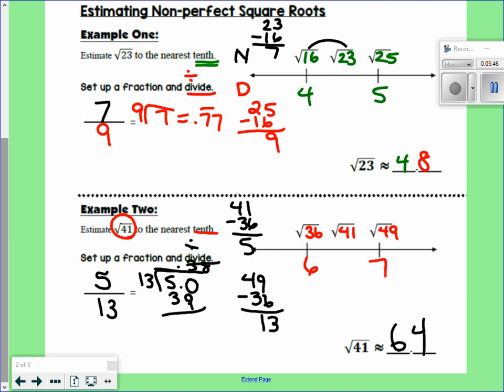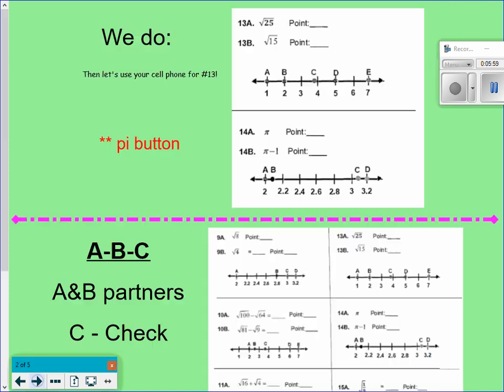And then the squiggly line just means about. So the square root of 41 is about 6.4 because we're rounding, right? And the square root of 23 is about 4.8. Are we good? Yeah. All right, turn your paper over and turn your calculator over.